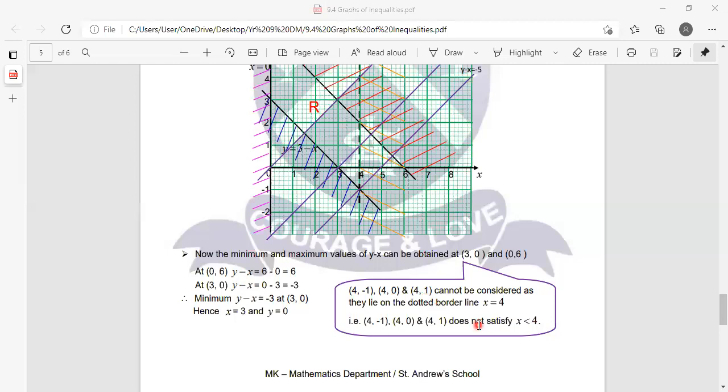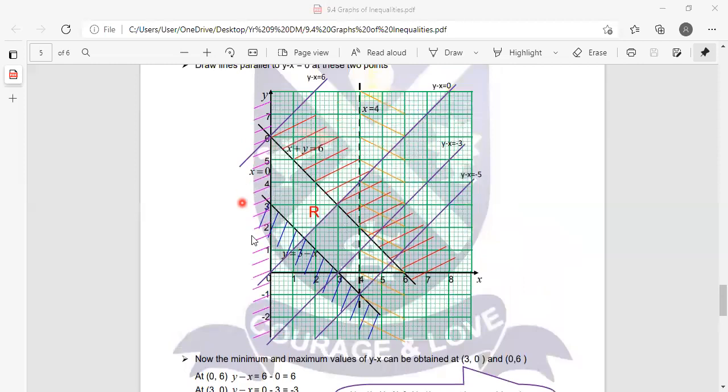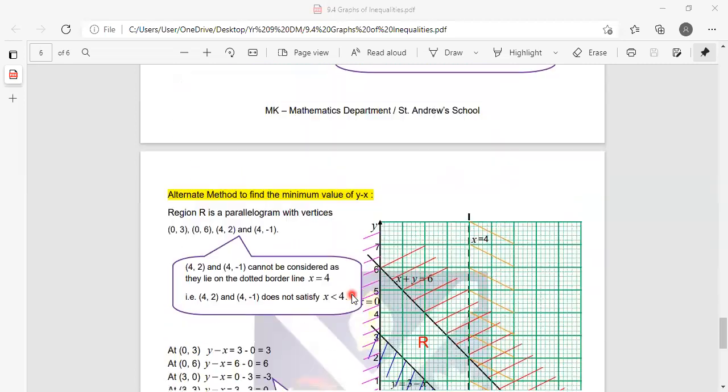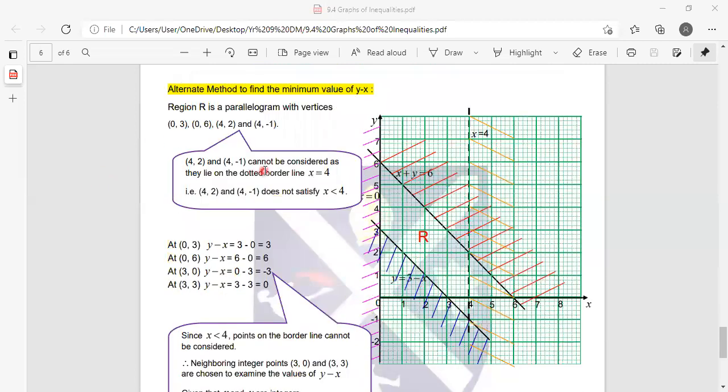This is using parallel lines. I know drawing parallel lines is tedious. So you should know the concept, how we get the extreme points, but you can also try the other alternate method. This is much simpler. I normally prefer doing the alternate method rather than drawing the lines. This is much simpler, but it takes a bit more careful reasoning here.